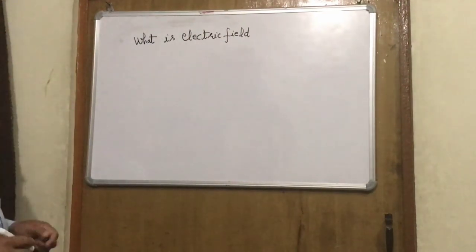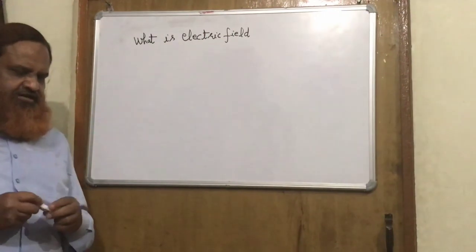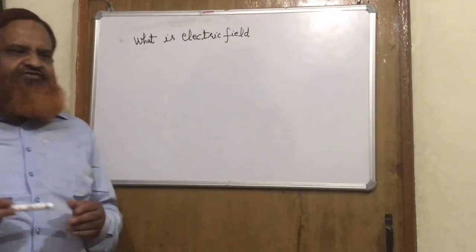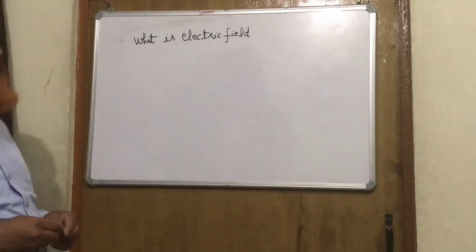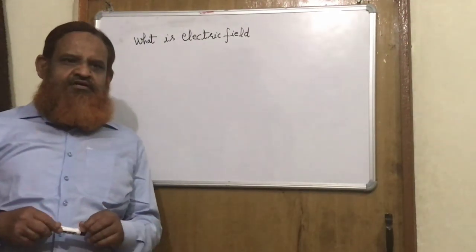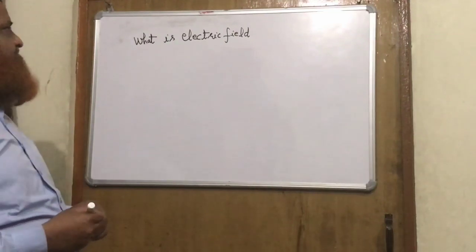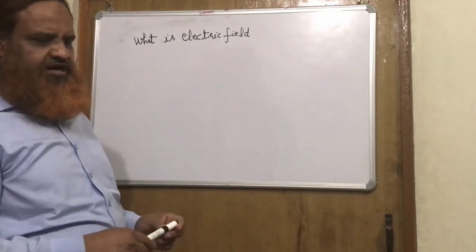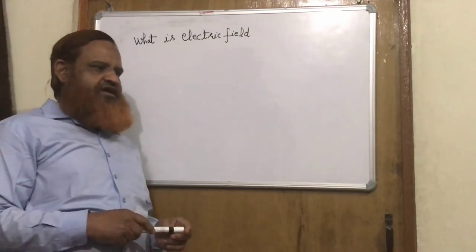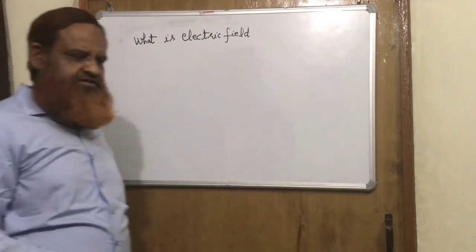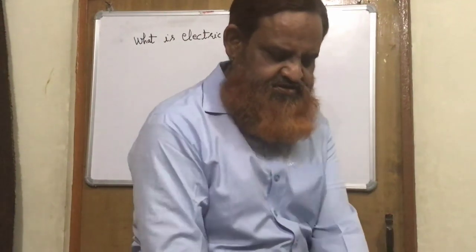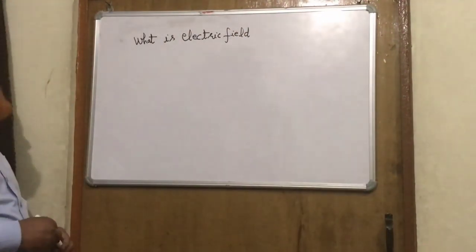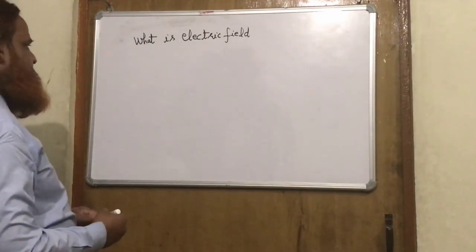In the previous class, class 11th, you learned about gravitational field. Gravitational field is due to mass and electric field is due to charge. So, electric field due to charge is that field created in which another charge experiences a force, of repulsion or attraction.